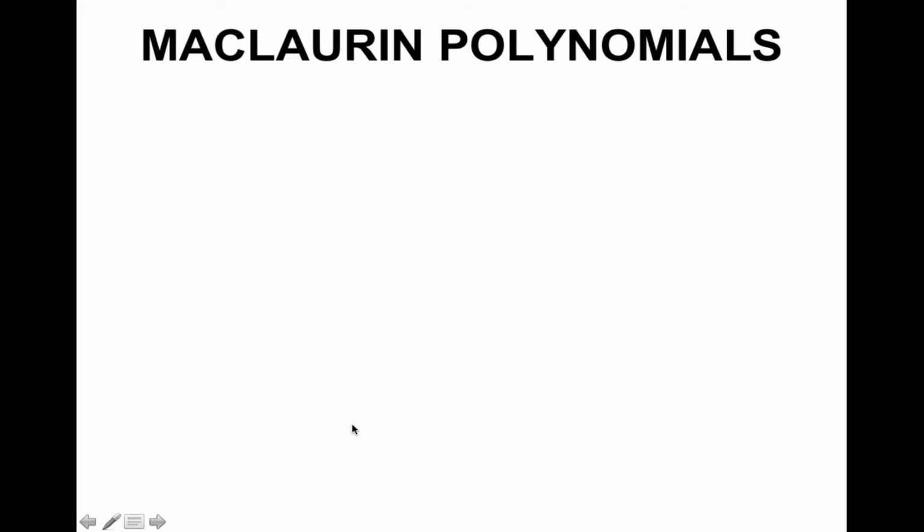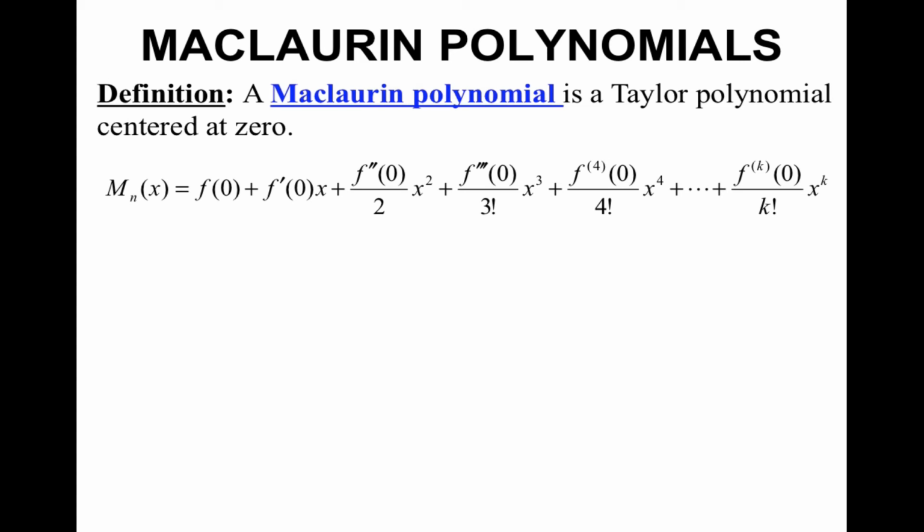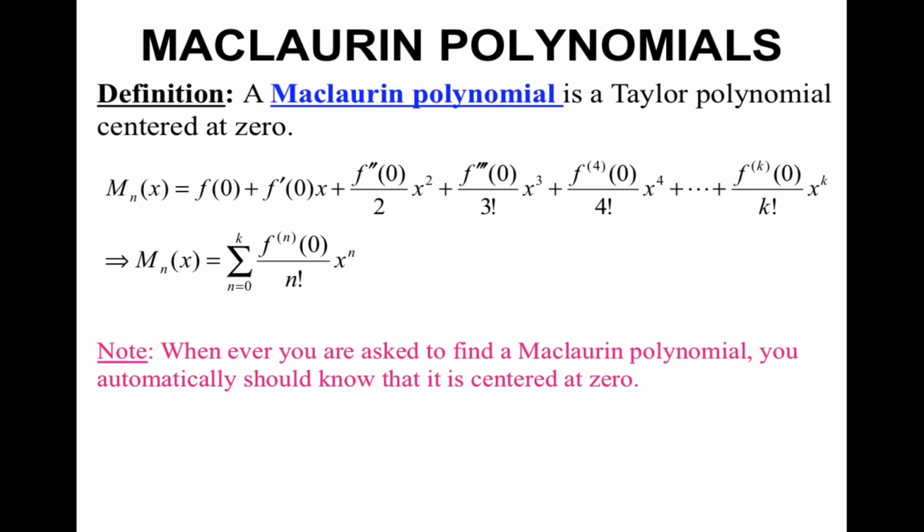All right, now let's look at what are called Maclaurin polynomials. A Maclaurin polynomial is a Taylor polynomial centered at 0. So basically, that just means that when you evaluate each of your derivatives, you're evaluating them at x equals 0 every single time. And we can write a Maclaurin polynomial as a series. And whenever you are asked to find a Maclaurin polynomial, you automatically should know that it is centered at 0.